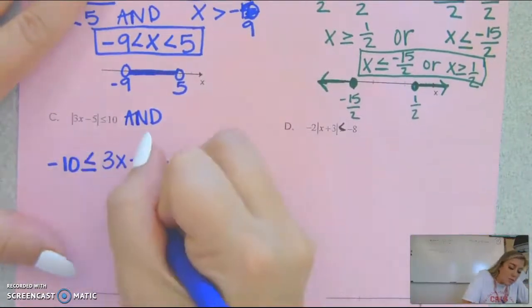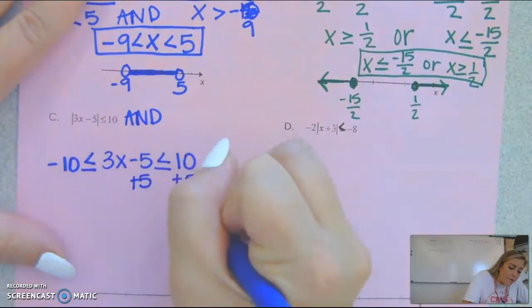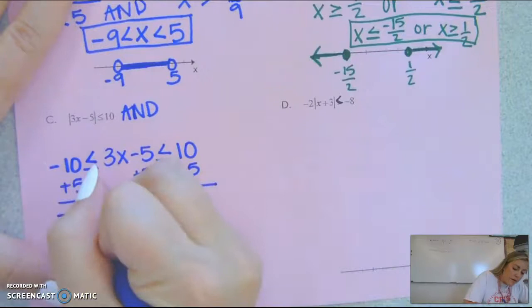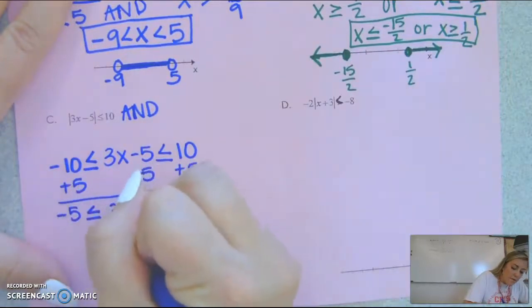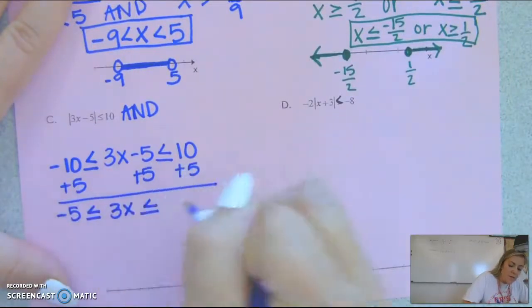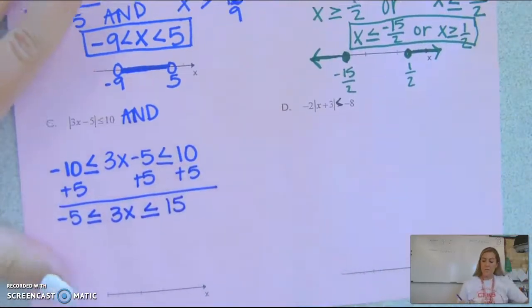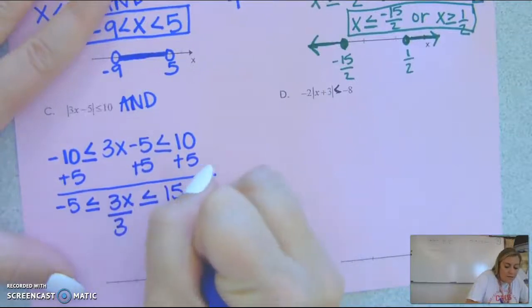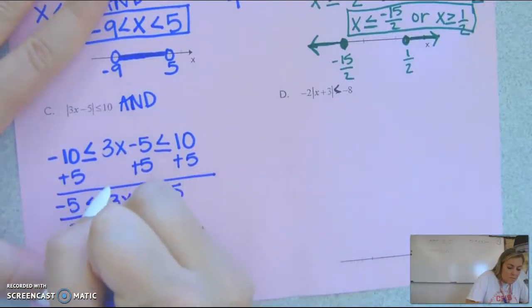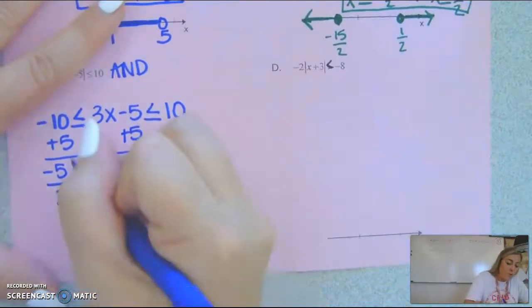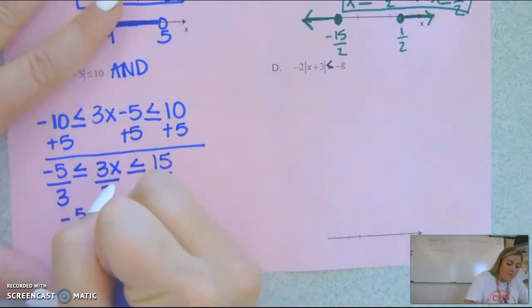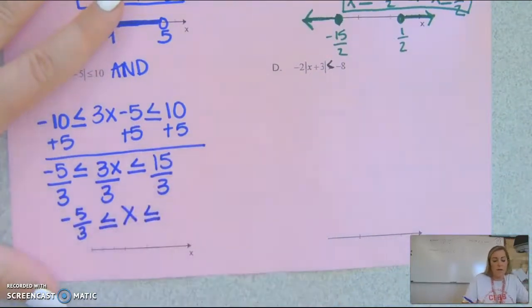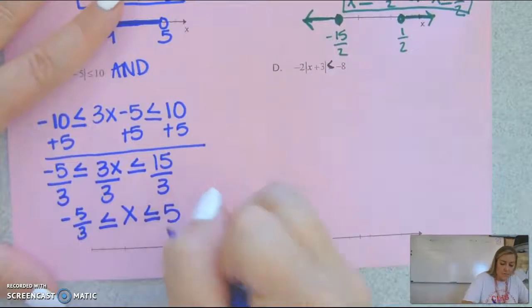Now I'm going to just solve for the middle. So first, add the 5s. So I have -5 less than or equal to 3x less than or equal to 15. Last step is to divide. So right here, this is going to stay as -3/5. I have my x in the middle all by itself. That turns into just a 5.